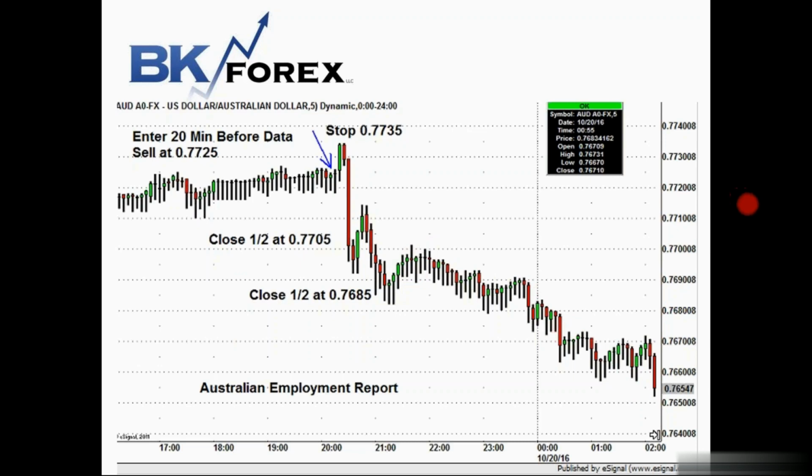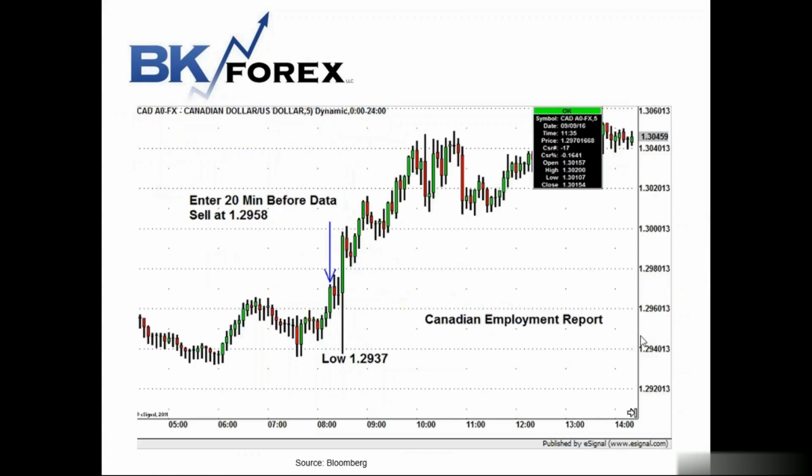Now let's take a look at another example and how we would have traded it. This was the Canadian employment report where we kind of got screwed over. It only moved right to our profit target, and we got screwed over because the currency pair didn't react as per the data.